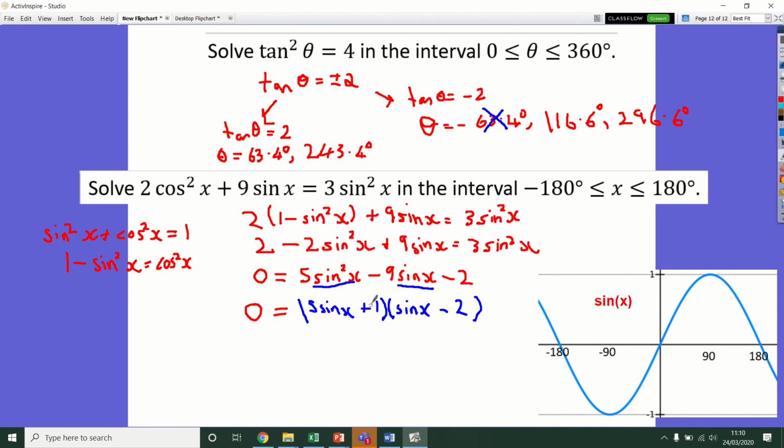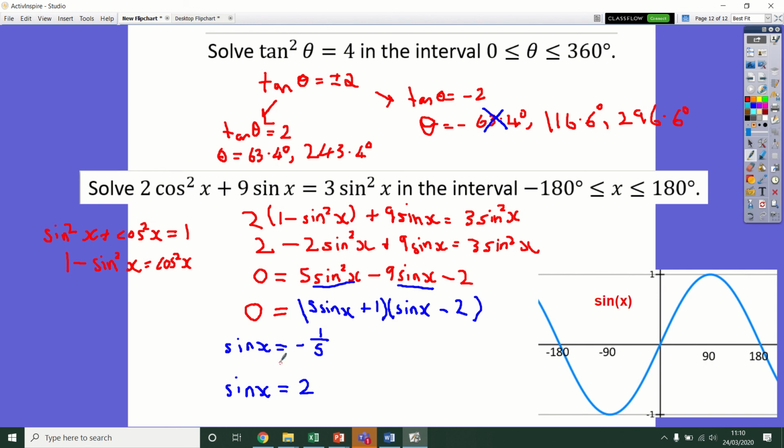I can then try and get values of sine x for each bracket. So for the first bracket, it looks like sine x equals minus a fifth. And for the second bracket, it looks as if I can get sine x equals 2. Now, for this second possibility, we'll notice that this doesn't actually happen, and there is no value of x for which sine x equals 2, because looking at the graph that we've got over here, sine x doesn't ever go higher than 1, and it never goes below minus 1. So these values can be discounted because there's no such x.